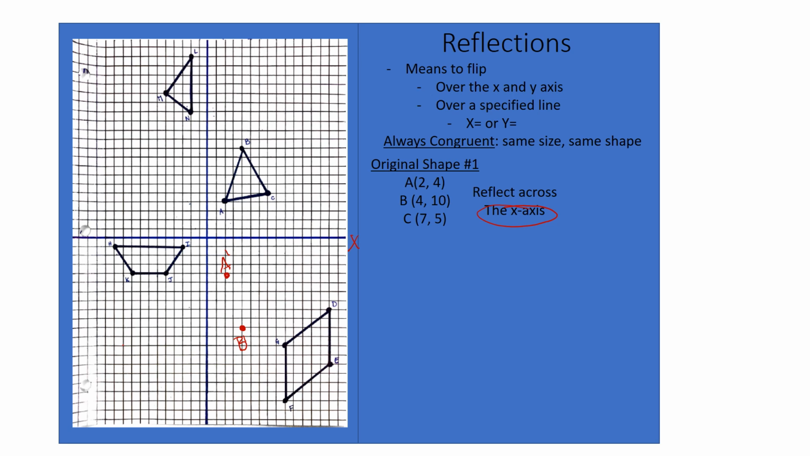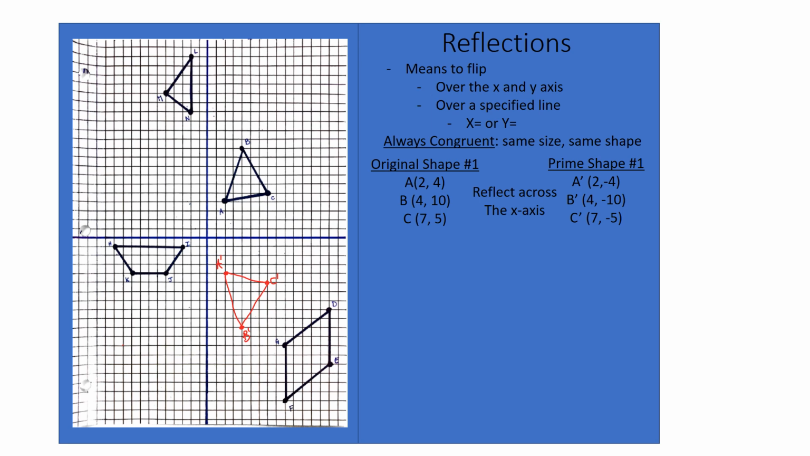For my final point, I put the pencil on C, and I'm going to count to my x-axis line. 1, 2, 3, 4, 5. I'm then going to go 5 more to cross the line. And I'm going to label it C prime. I can go ahead and connect my dots, and there is my reflected triangle.